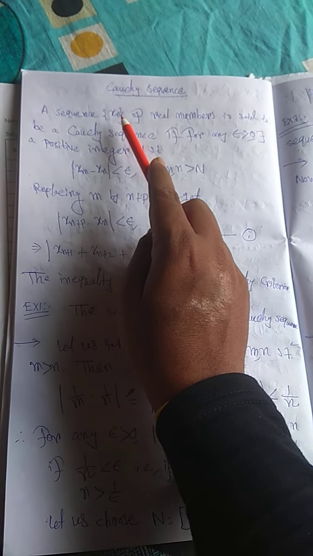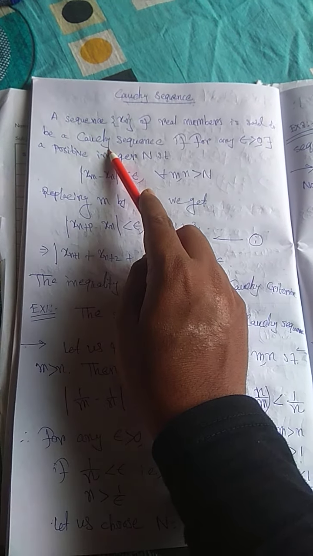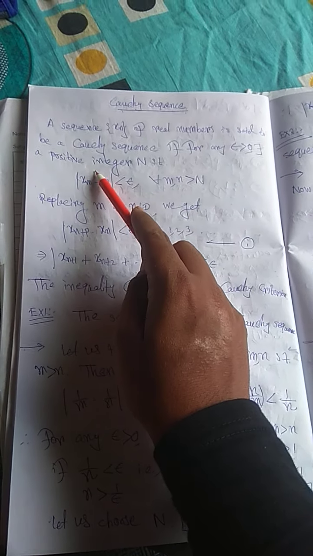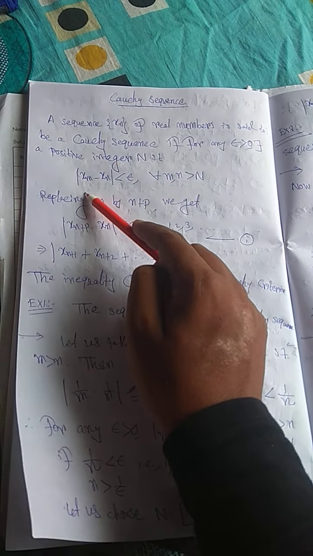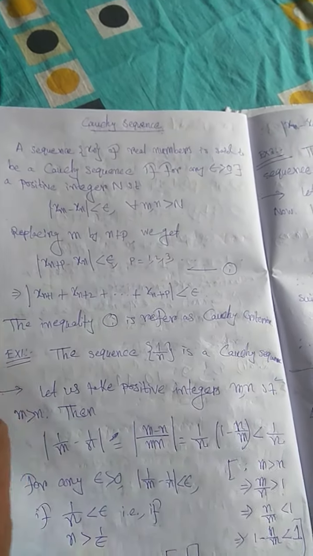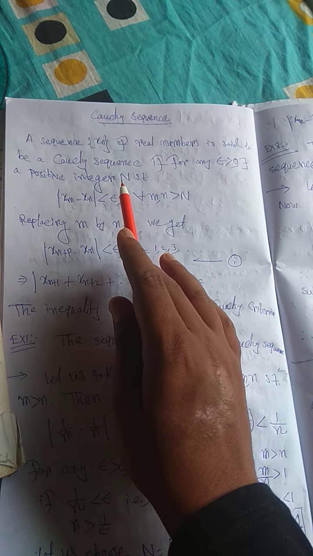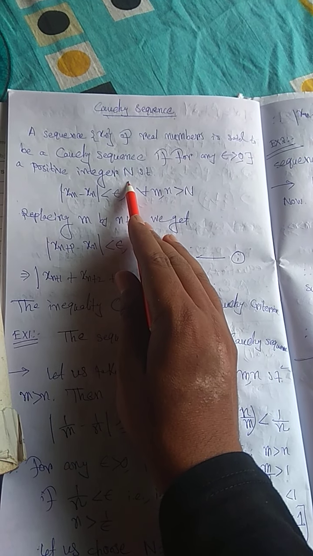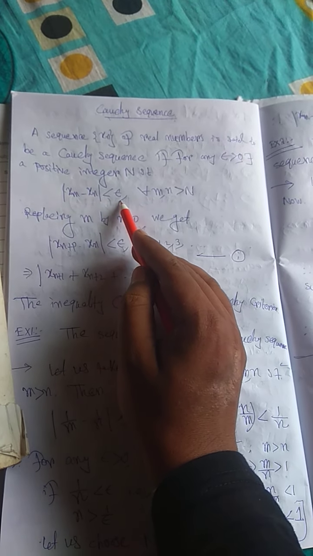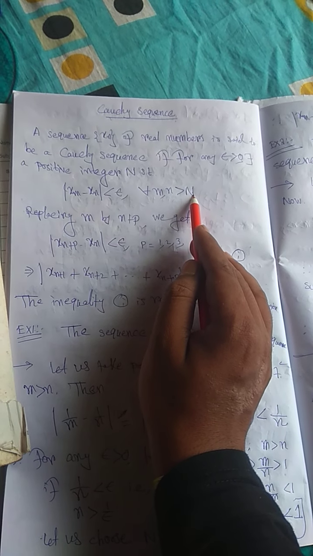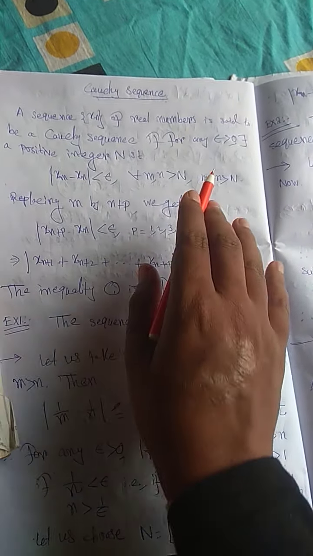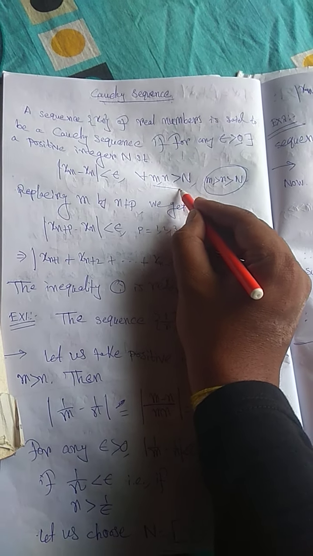A sequence xn of real numbers is said to be a Cauchy sequence if for any epsilon greater than 0 there exists a positive integer N such that modulus xm minus xn is less than epsilon for all m, n greater than N. This integer N must depend on this epsilon, such that the difference between xm and xn is less than epsilon whenever m and n both are greater than N. Usually we choose m greater than n, and that is greater than N. This is the usual concept, but the actual definition stands like this.